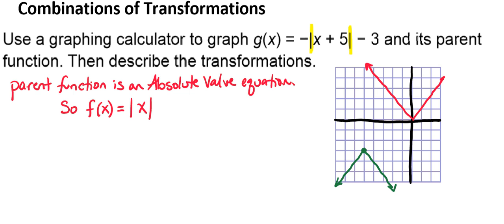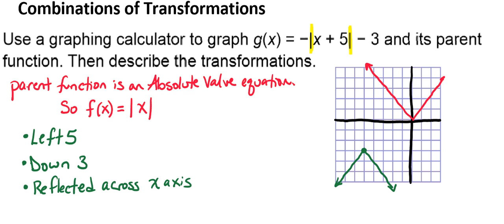So let's write what happened. Our g of x moved to the left 5, down 3, and it reflected across the x-axis.